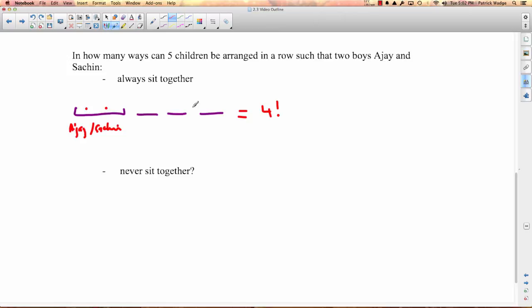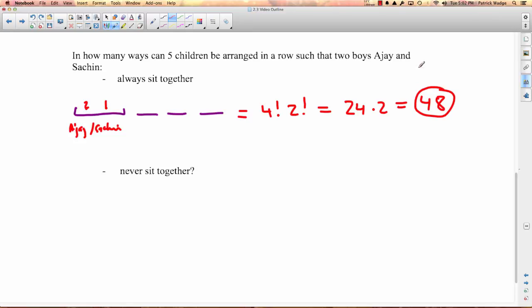So you got to multiply that by 2, or if you want, 2 factorial, because 2 boys could go in this spot, only 1 boy could go in that spot, so 2 times 1. And that's it. So 4 factorial, starting to memorize all these. 4 factorial is 24, 2 factorial is 2, so you get 48 ways to place the boys so that AJ and Sachin always sit together.